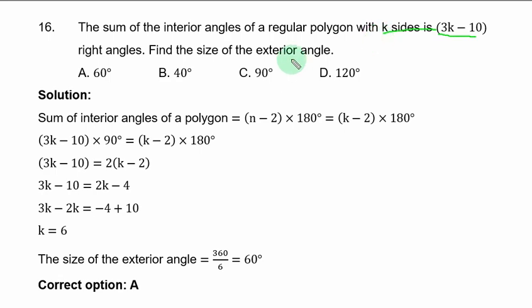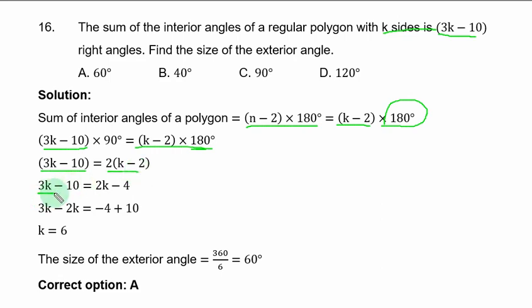Now you have k. So the sum of the interior angles of a polygon is given by this formula. Now that we have k in place of n, it becomes k minus 2 times 180 degrees. From the question, that sum is 3k minus 10 right angles, that is times 90 degrees, is equal to the main formula. Divide through by 90 degrees. You have 3k minus 10, then 2 is remaining here. Divide through by 90, and we multiply k minus 2.